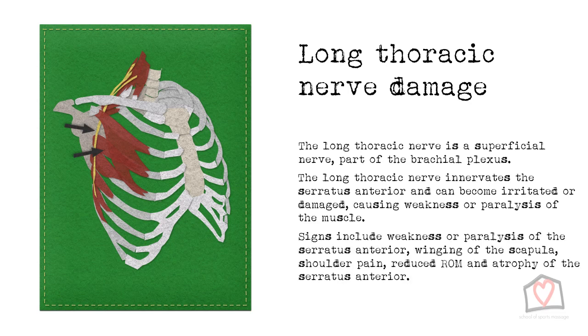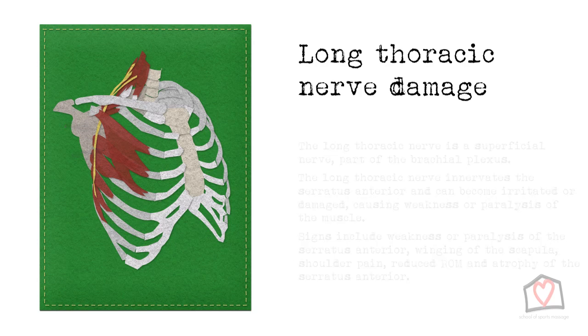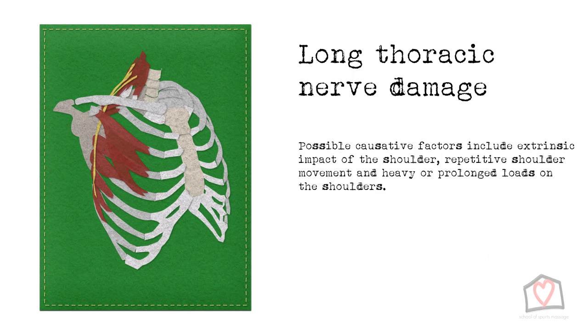Signs and symptoms are obviously weakness or paralysis of the serratus anterior, winging of the scapula, pain in the shoulder, reduced range of movement, and atrophy of the serratus anterior. Possible causative factors are extrinsic impact of the shoulder, repetitive shoulder movement, heavy or prolonged loads on the shoulders.